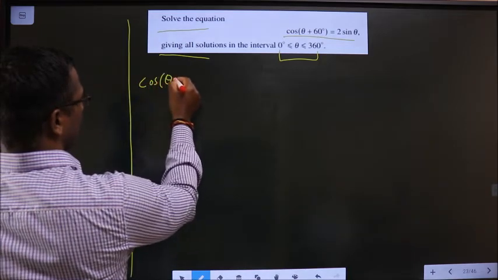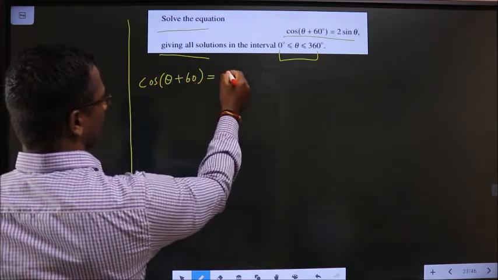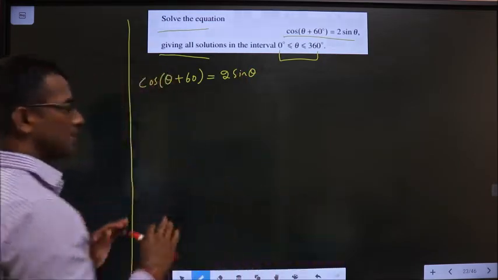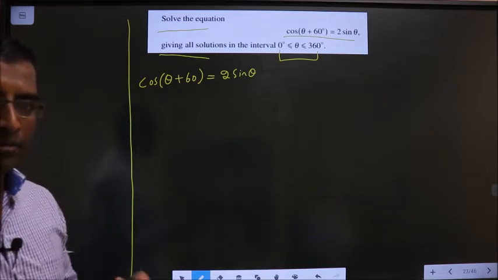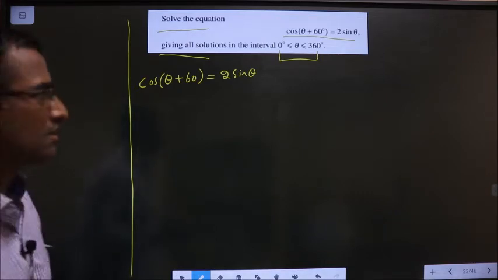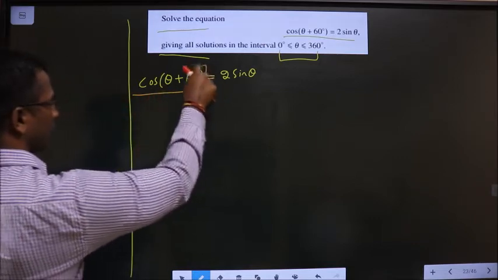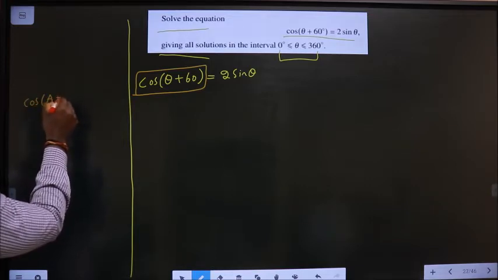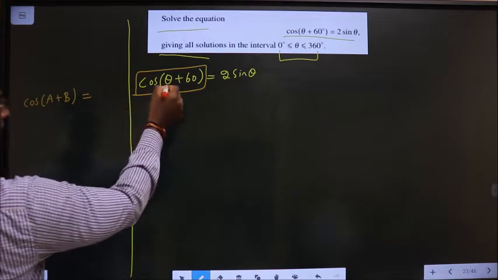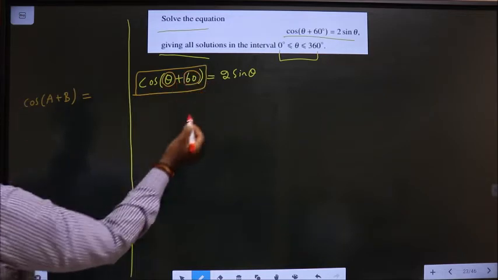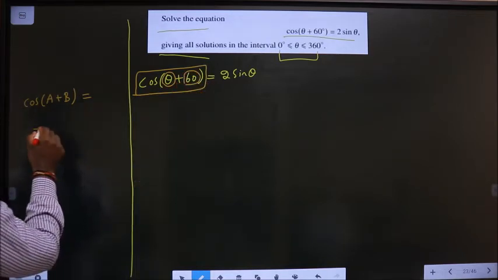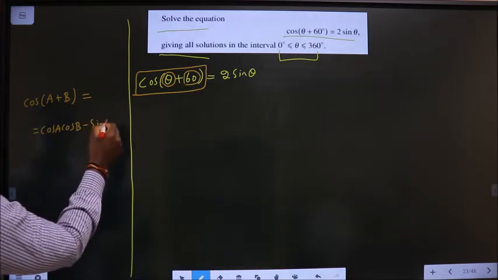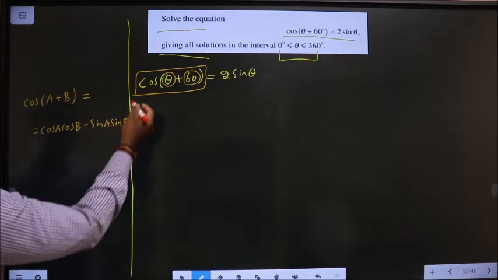cos(theta + 60) = 2 sin theta. Now, how do I simplify this? Did you get the idea? What formula can you apply here? You can apply the formula for cos(A + B). In place of A you have theta, in place of B you have 60. So cos(A + B) is cos A cos B minus sin A sin B. Let us apply it here.